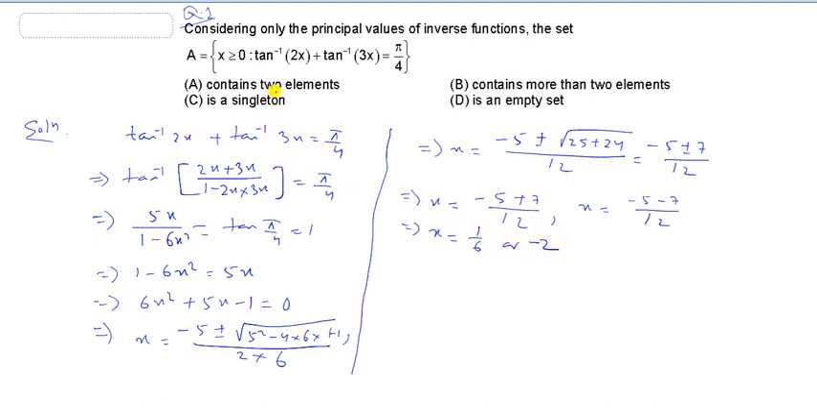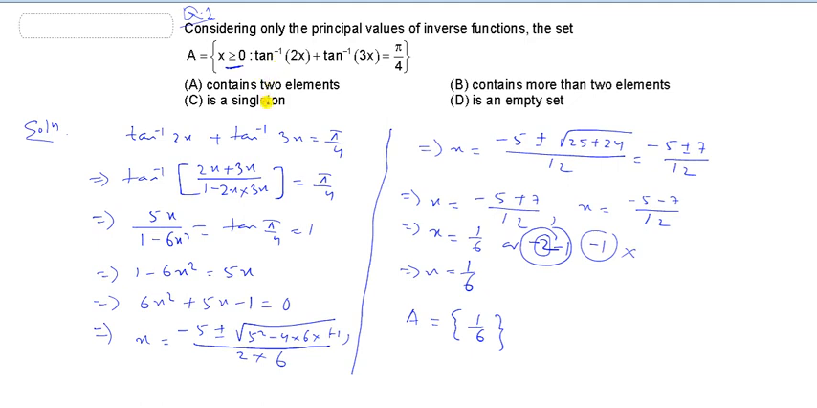Now since I will consider only the principal values and x is greater than or equal to 0, this value is straightaway rejected. This is not minus 2, this is minus 1, right? So minus 1 is not an acceptable value because x is greater than or equal to 0. So here I get simply x equals 1 by 6. So that means A contains only one element, that is 1 by 6.